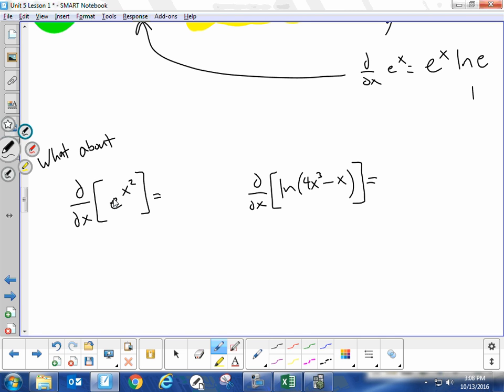What rule do you think we need for this? We need the chain rule. This is a composition. This is e to a power, and then inside the power is something other than x. I need the product of the derivative of e to the power, which is e, remember the chain rule, times the derivative of the inside, which is 2x. That gives me this.